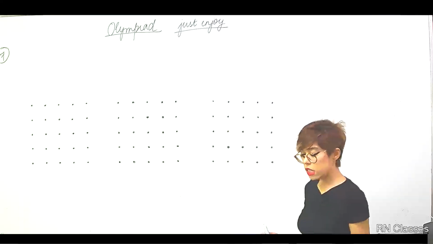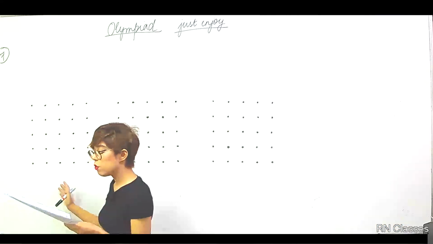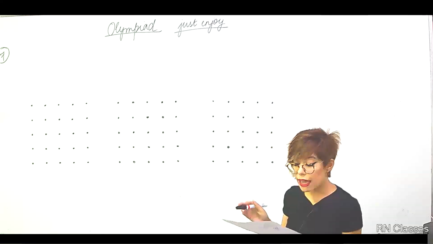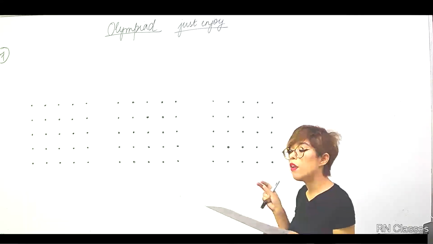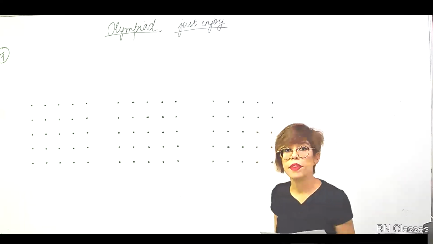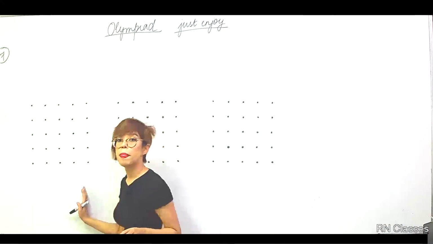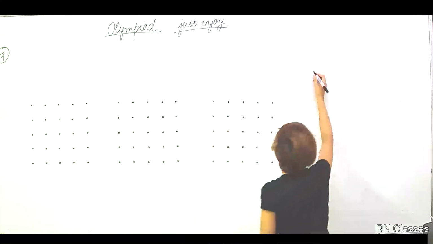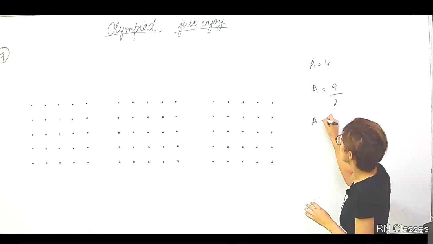Alright, so now we are going to discuss question number 7. So let's read it. He says, in 5 into 5 array of equally spaced points, find the total number of isosceles triangles with area either 4 or 9 by 2 or 5 square units. And obviously the vertices are the points of the array. Right? So in 5 into 5 array of equally spaced points. Now I need to find those isosceles triangles whose area is either 4 or 9 by 2 or 5.